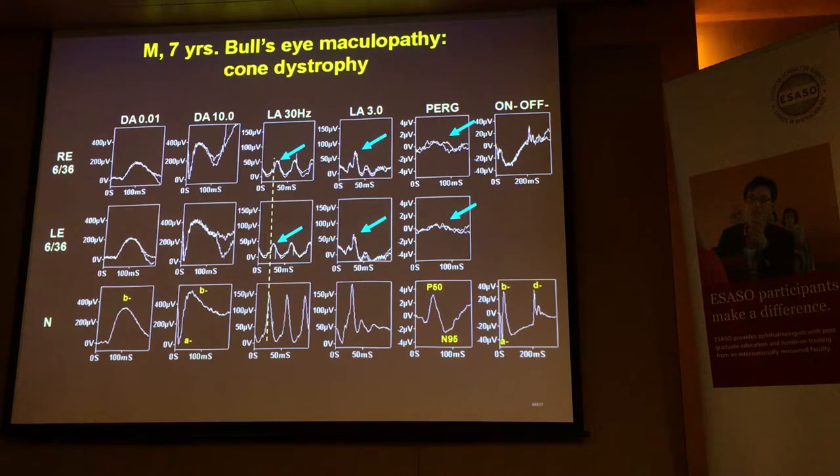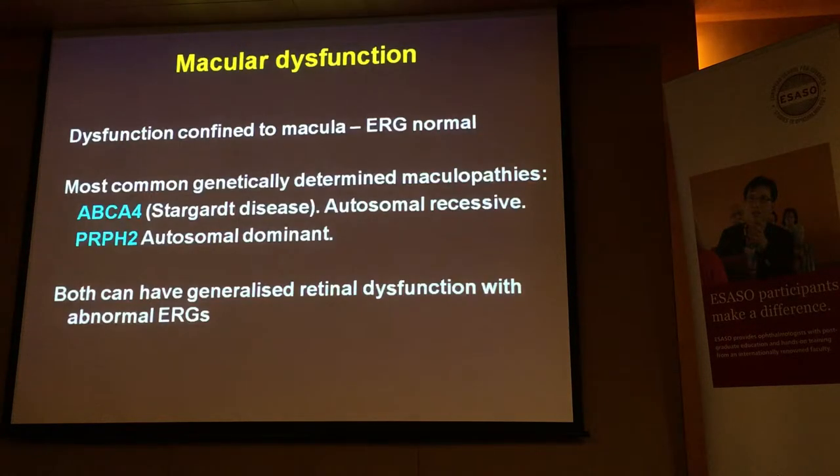When Malika Kurtz-Levin was doing a fellowship with Anna Bird and myself back in 2001, we published a series of 42 consecutive inherited bullseye lesions, excluding all the toxic causes. Only three had a cone dystrophy. So it's not as common as the textbooks would tell. So if you've got dysfunction confined to the macula, your ERG would be normal.